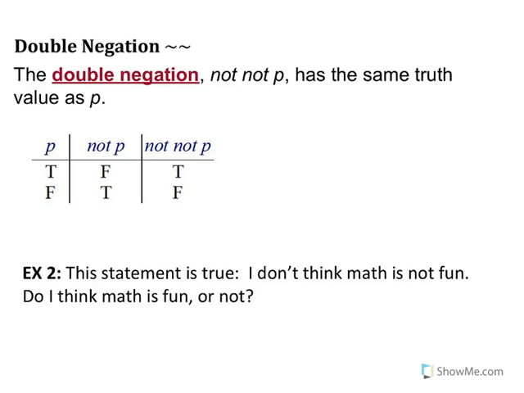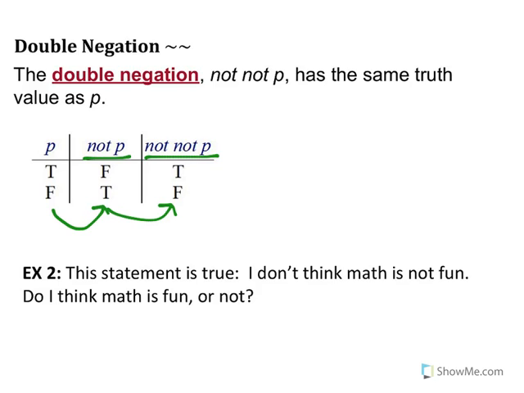We have a double negation. The double negation not not P has the same truth value as P. So if P is true, not P is false, and not not P then becomes true again. If P is false, then not P becomes true, and not not P becomes false.